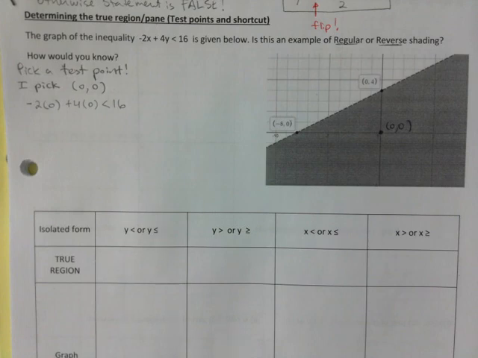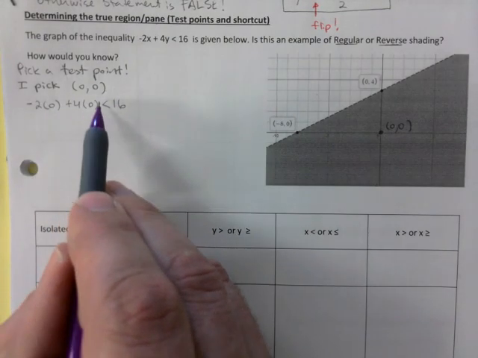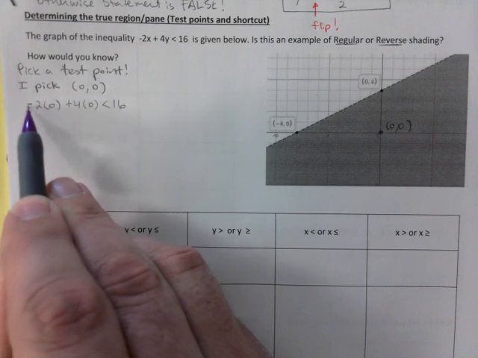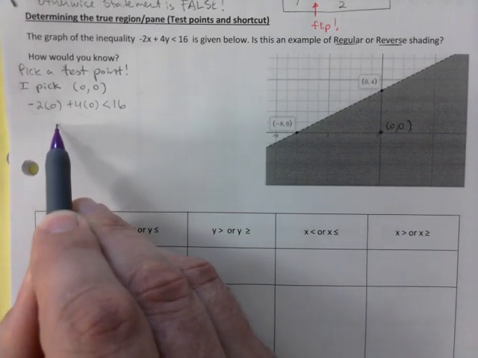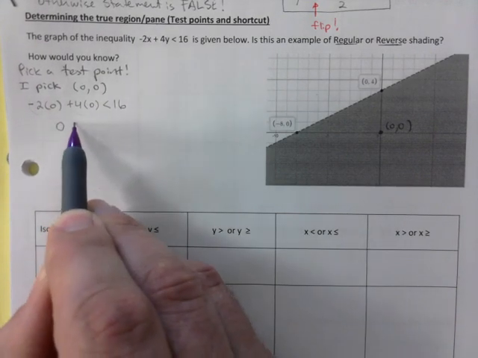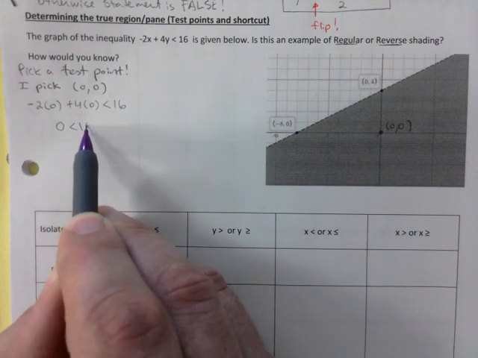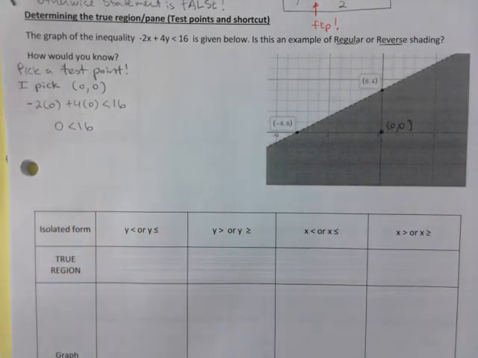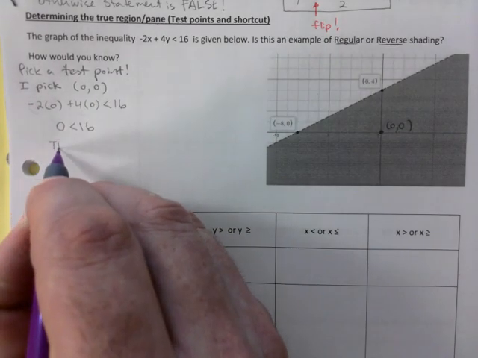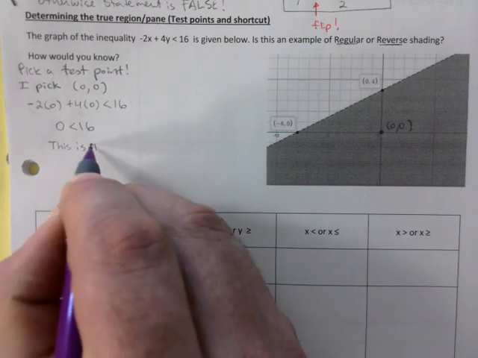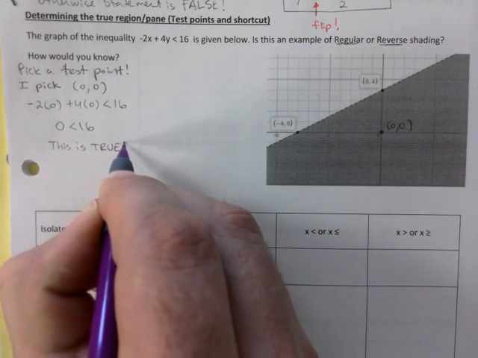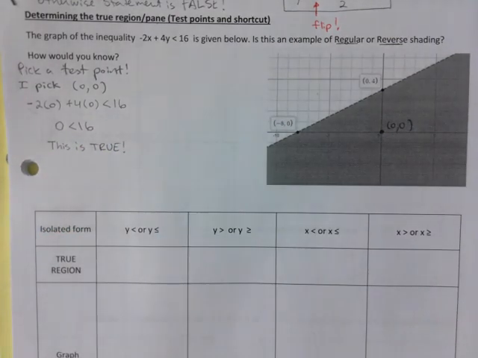Okay. What would this side equal to? This is 0 and this is just 0. 0 is less than 16. Ask yourself the question, is this true? I think we would all agree yes, right? This is true. So when you're supposed to check, just plug in and see what happens. Okay?